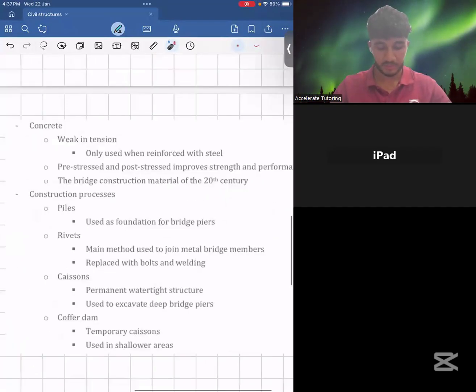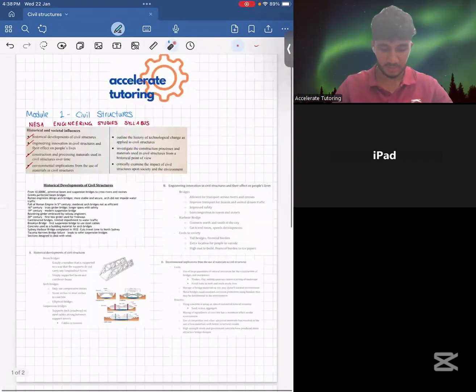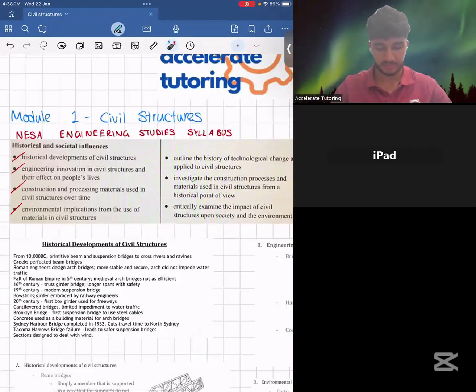And then we go to concrete, which is probably the easiest to make, easiest to mine for materials, and has incredibly high compressive force loading. And to account for the tensile forces, we can reinforce it with steel, and it's the most abundantly used material in today's world. So that's all for this video, talking about Module 1 civil structures and the first topic of historical and societal influences.